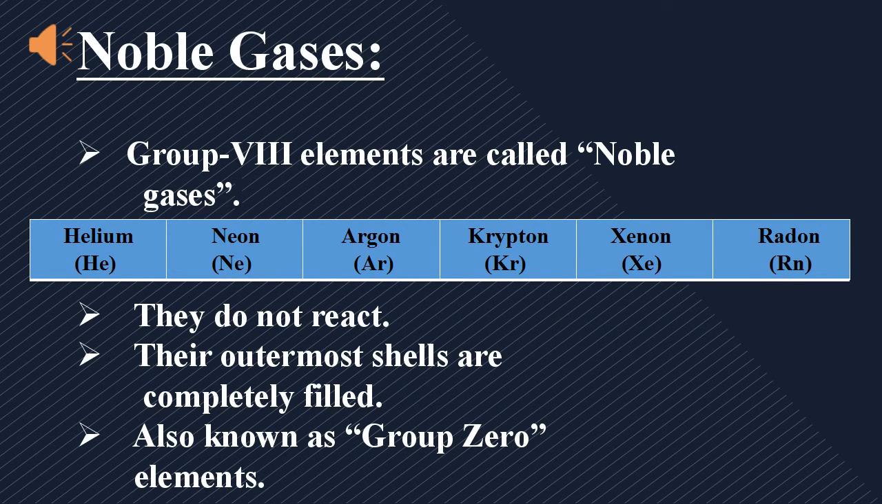Noble gases. Elements of group 8 in the periodic table are called noble gases. They include helium, neon, argon, krypton, xenon, and radon. They do not react. Their outermost shells are completely filled, and they are also known as group 0 elements.